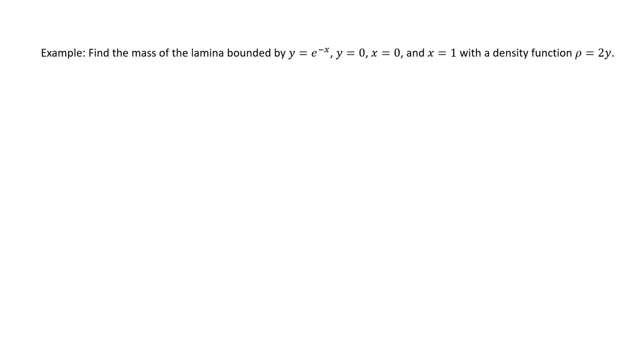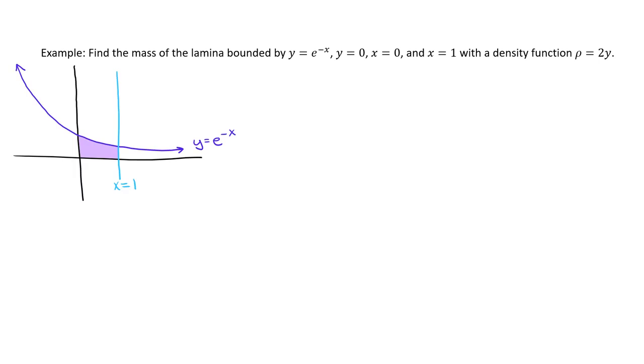So first thing I'm going to do, as always, is draw a picture. And so this is the picture of the region that we are considering. I drew the function y equals e to the negative x. And then y equals 0 is my x-axis. X equals 0 is my y-axis. And then in blue, I have that line x equals 1. And so I've shaded in the region that we're talking about in purple.